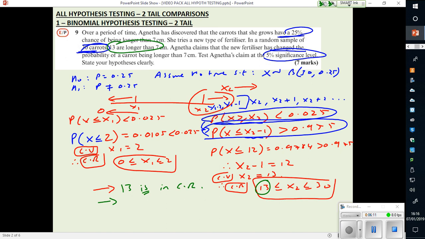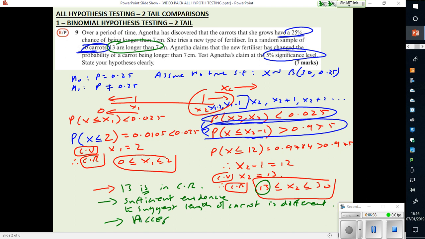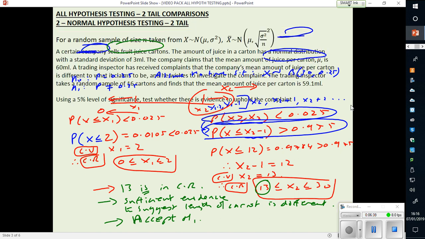So as it's in the critical region, you can say sufficient evidence to suggest the length of carrot is different, is different or has changed, okay? And then final step is, do you accept or reject H0? So we say accept H1, okay? So cool, that one's done, binomial. So we should be pretty okay with that.